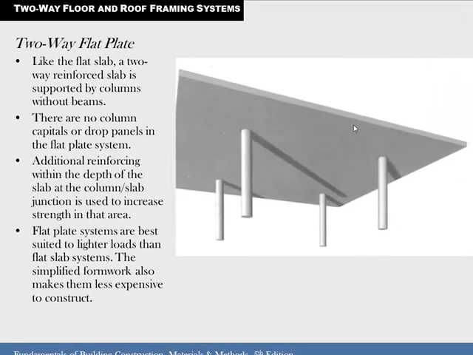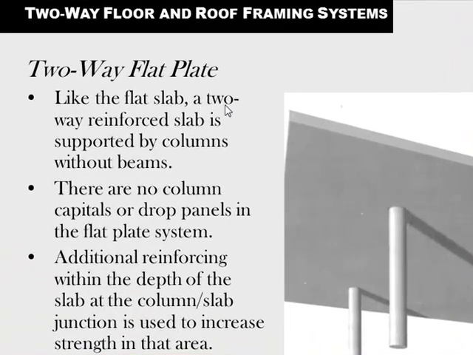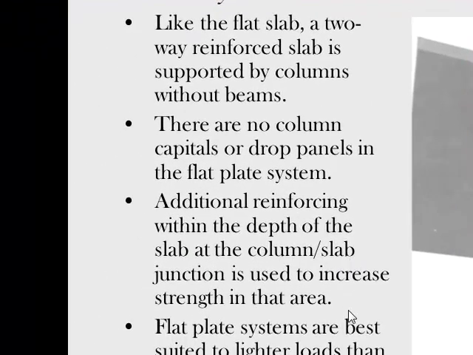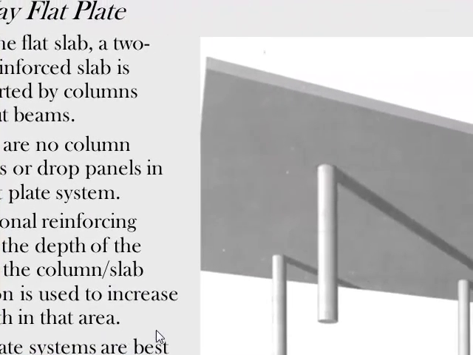Here's a two-way flat plate. Like the flat slab, the two-way reinforced slab is supported only by columns with no beams. There are no column capitals or drop panels in the flat plate system. Additional reinforcing within the depth of the slab at the column-slab junction is used to increase the strength in that area.